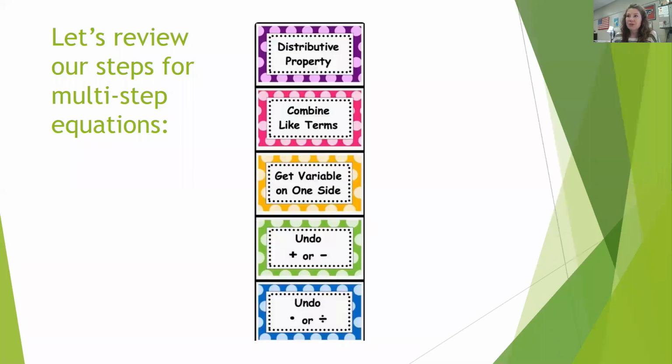So you guys have been practicing solving 1- and 2-step equations. So let's just review those directions. The first thing you do is if you see a set of parentheses and you need to use the distributive property, you would do that first. Next thing you do is combine like terms. Following that, you would get your variables together on one side of the equal sign. Then you would undo addition and subtraction. And finally, the last step would be to undo multiplication and division. So those are the steps in solving equations.